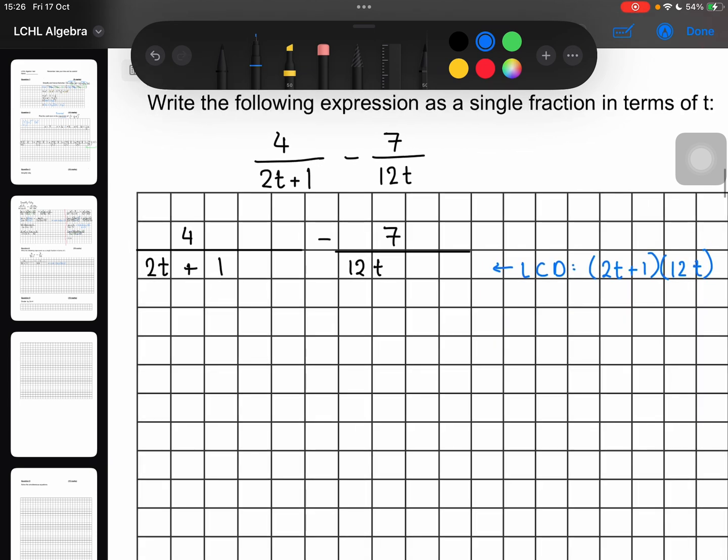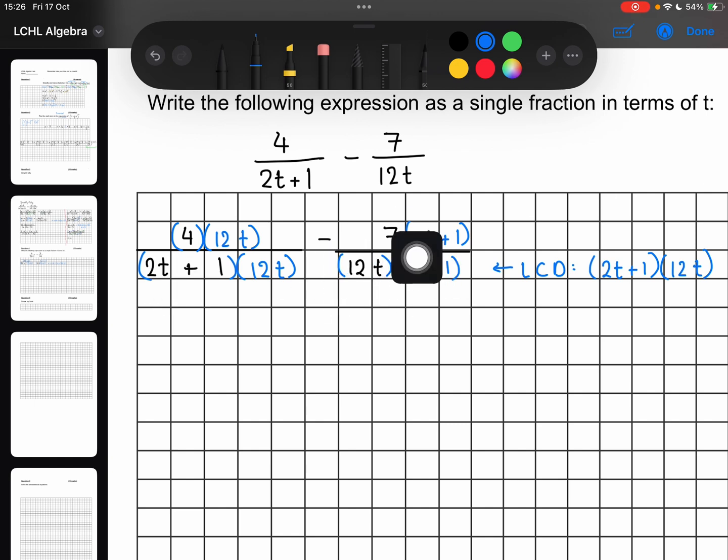Okay, so this here is going to be multiplying by 12t, and this here is going to have to multiply by 2t plus 1. Okay, now if I multiply the bottom of a fraction by something, I have to multiply the top of the fraction by that same thing. So this is going to have to multiply by 2t plus 1.